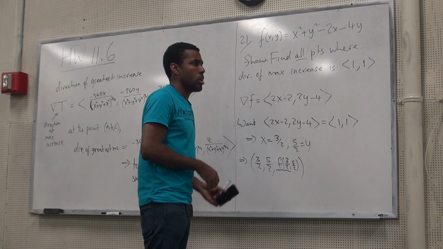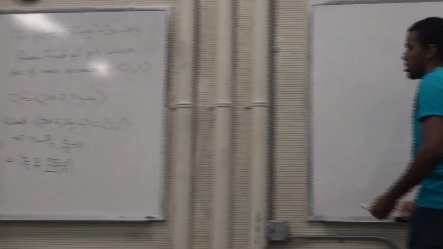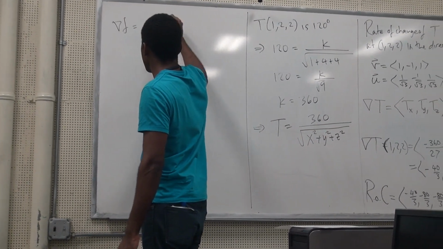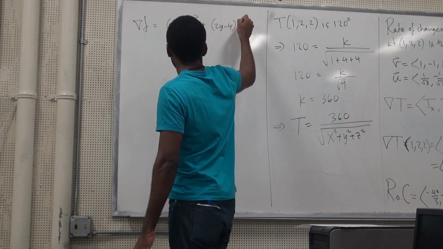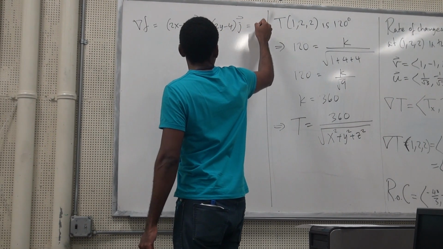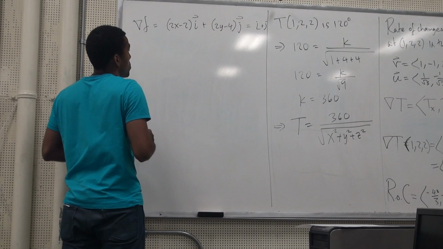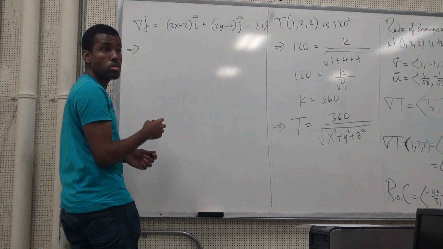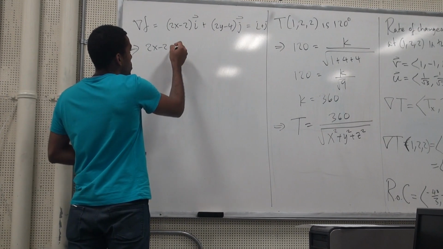You basically set up a system of equations, 2x minus 2 equals 1 and 2y minus 4 equals 1. You wrote gradient f in terms of i and j, as in 2x minus 2 i plus 2y minus 4 j. And we were told that that equals i plus j. So that means they must be equal to each other. So this means 2x minus 2 equals 2y minus 4.